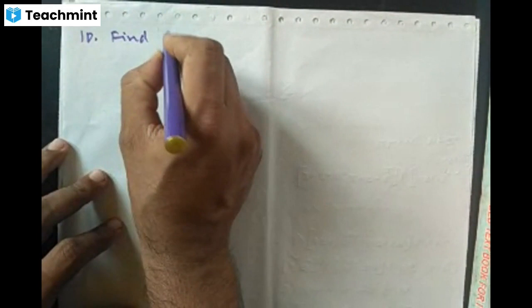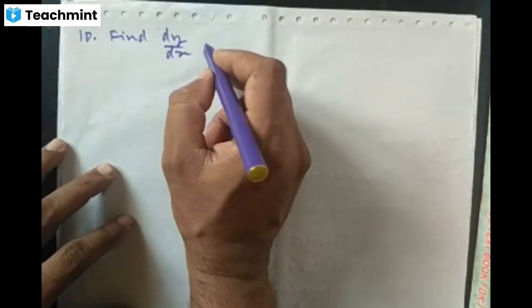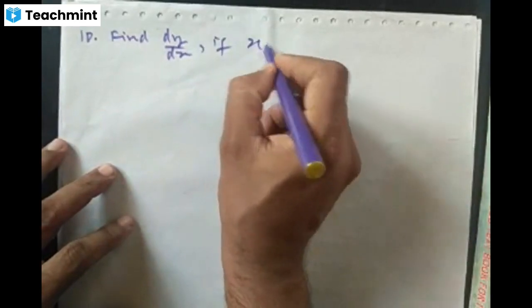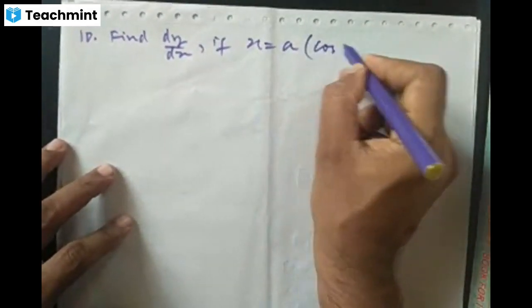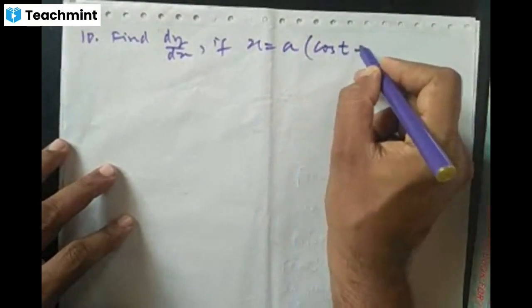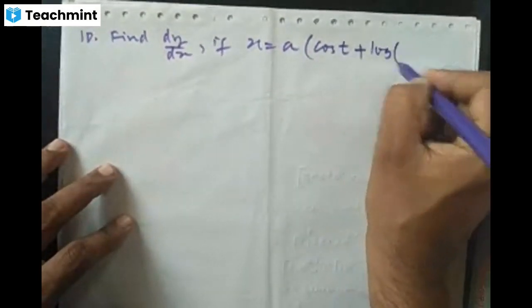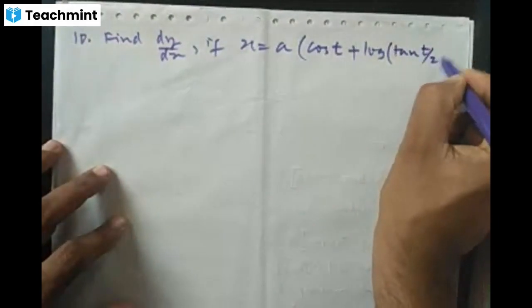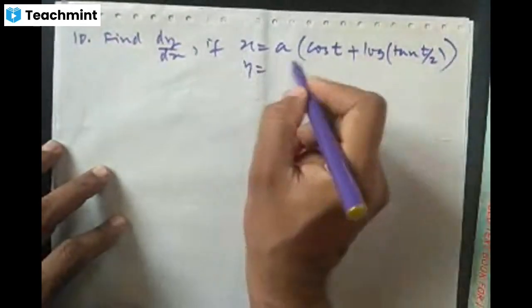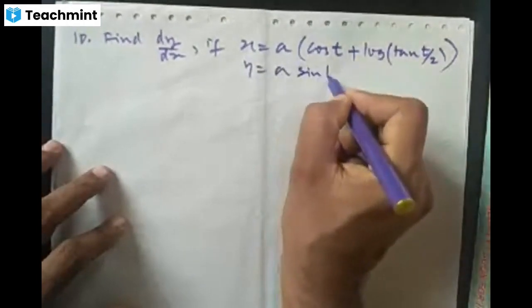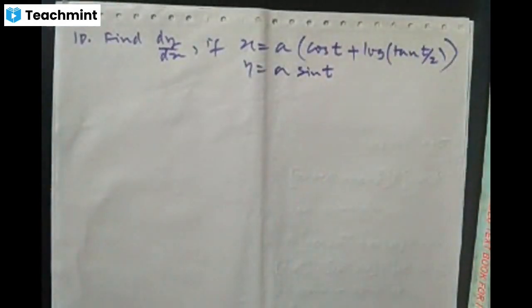Find dy by dx if x is equal to a into cos t plus log of tan of t by 2, y is equal to a into sin t. So find dy by dx if x is equal to a into cos t plus log of tan of t by 2, y is equal to a into sin t. Okay.